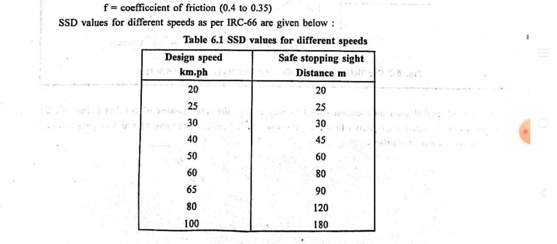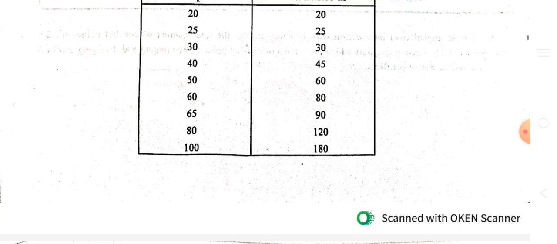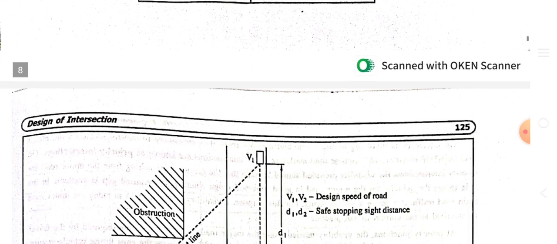Now stopping sight distance values for different speeds as per IRC, Indian Roads Congress 66, are given below. Here the design speed is in kilometers per hour. If the vehicle is designed to travel at 20 kilometers per hour, the safe stopping sight distance is 20 meters. If the vehicle speed is 25, the stopping sight distance SSD we take is 25 meters. Similarly, up to 100 speed, the safe stopping sight distance is given in meters. So see this table, it is important for stopping sight distance.